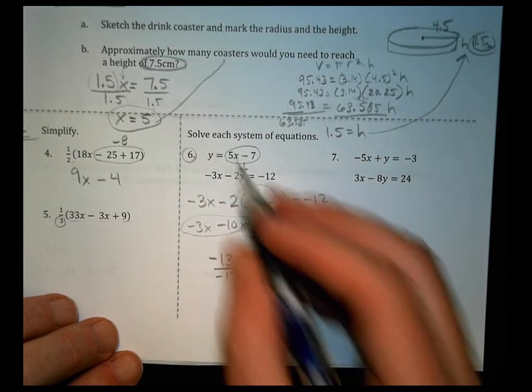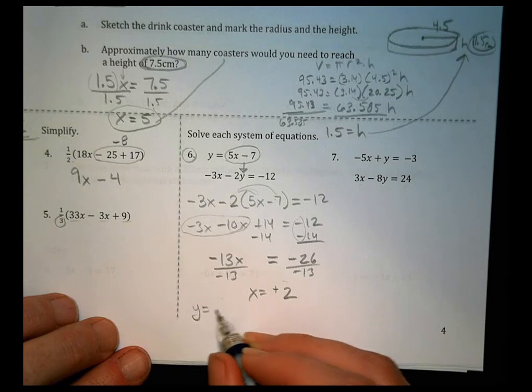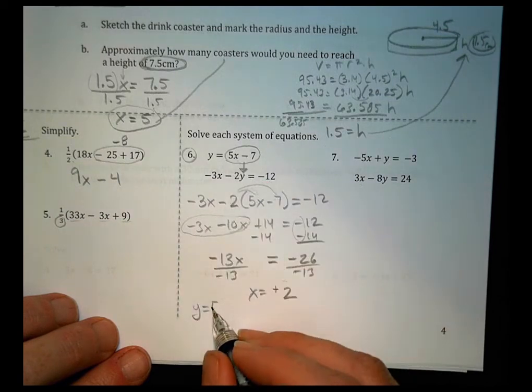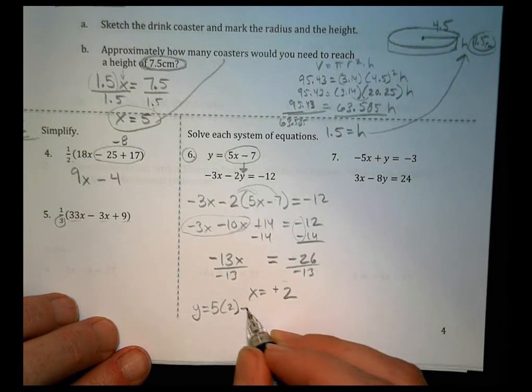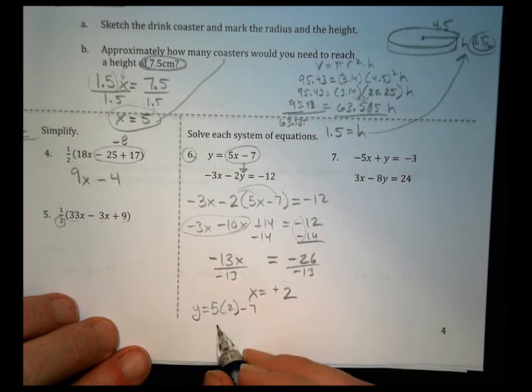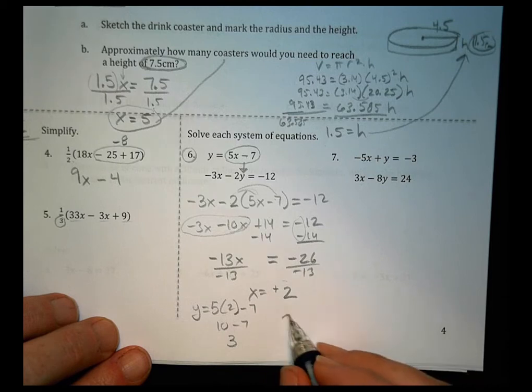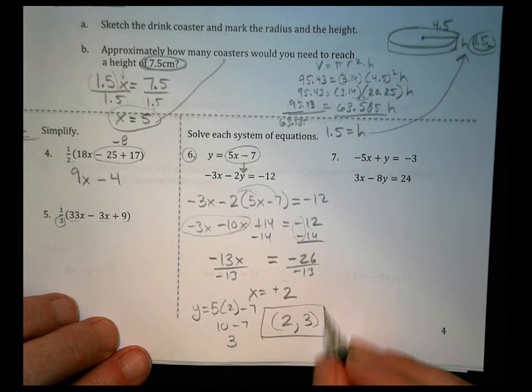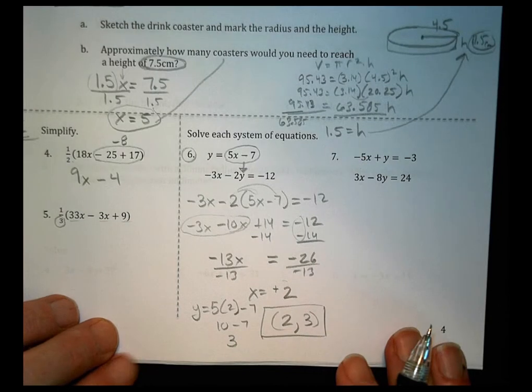Now we don't know what the y value is. We have to plug it back into one of the equations. So y equals, let's use this one, 5 times 2 minus 7. 5 times 2 is 10, minus 7. 10 minus 7 is 3. So when we have our coordinates, (2, 3) becomes our solution. And that's it for number 6.